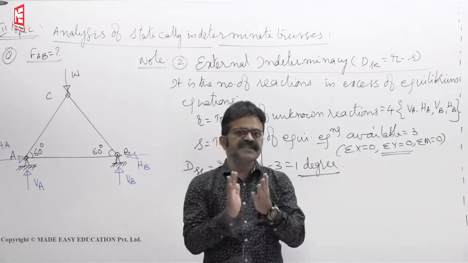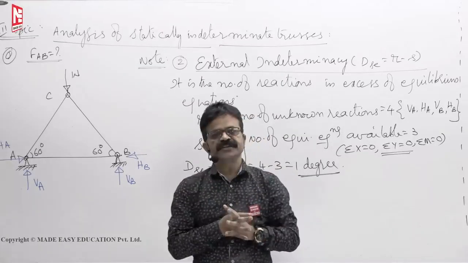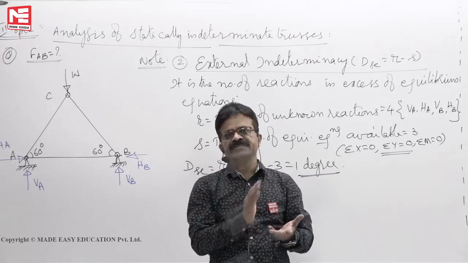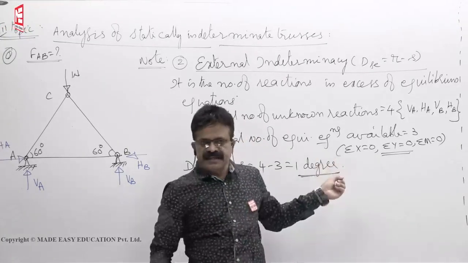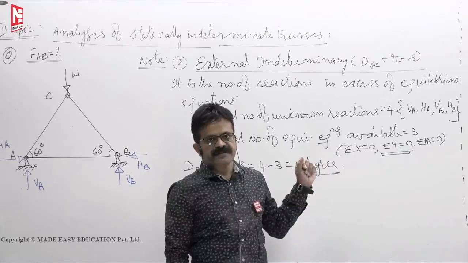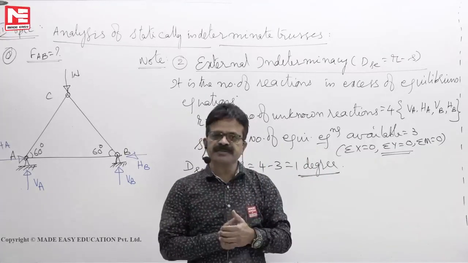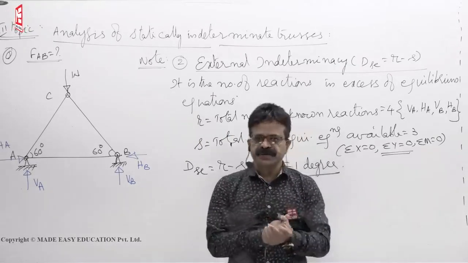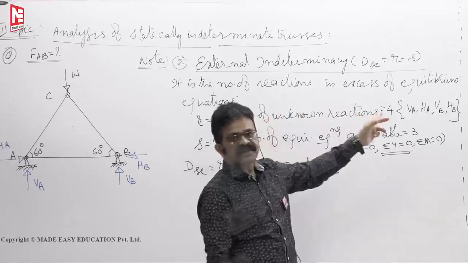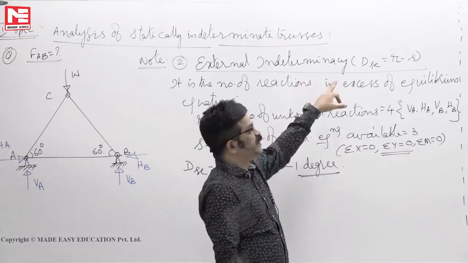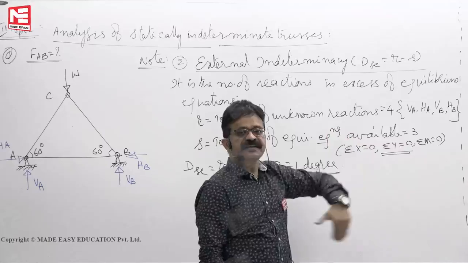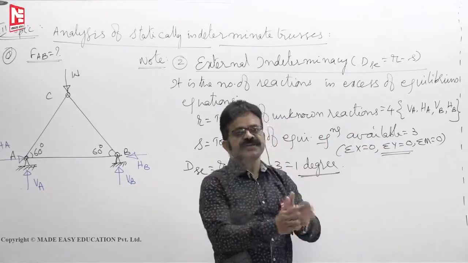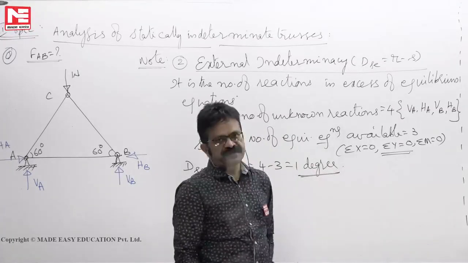Any reaction extra you provide, you cannot find using equations of equilibrium; that is only redundant. That means unnecessarily you are providing more reactions than required. If you provide say 4 reactions, then 1 reaction you cannot find using equations of equilibrium. How many such reactions you cannot find using equations of equilibrium is called external indeterminacy. External indeterminacy means how many reactions are there in excess of equilibrium equations. So many reactions you cannot find from the equations of equilibrium.